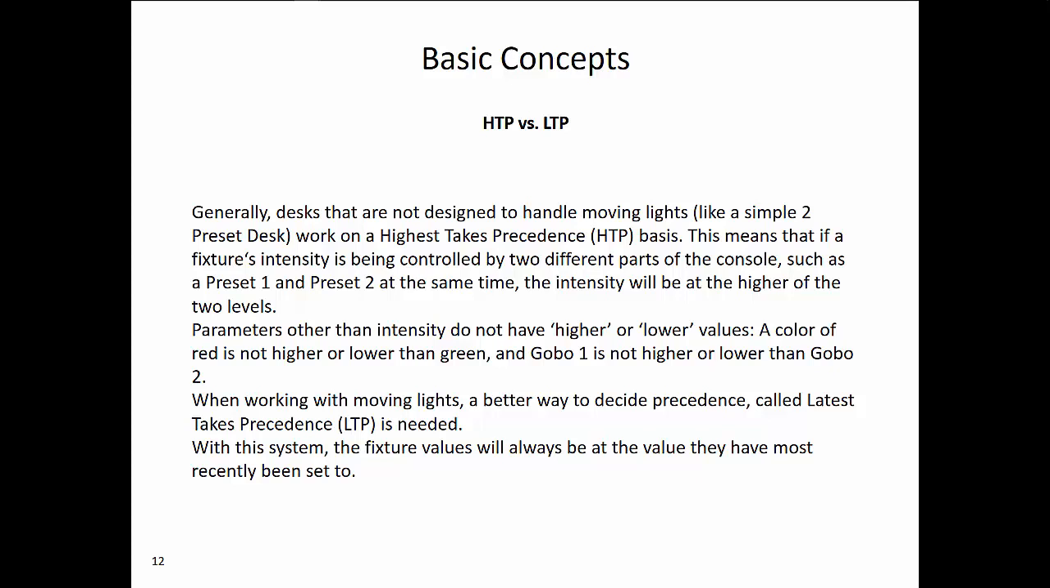Parameters other than intensity do not have higher or lower values. A color of red is not higher or lower than a color of green, and gobo 1 is not higher or lower than gobo 2. It is simply different. So when working with moving lights, a better way to decide precedence is called last takes precedence, and that's what is needed. With this system, the fixture value will always be the value that has most recently been changed.